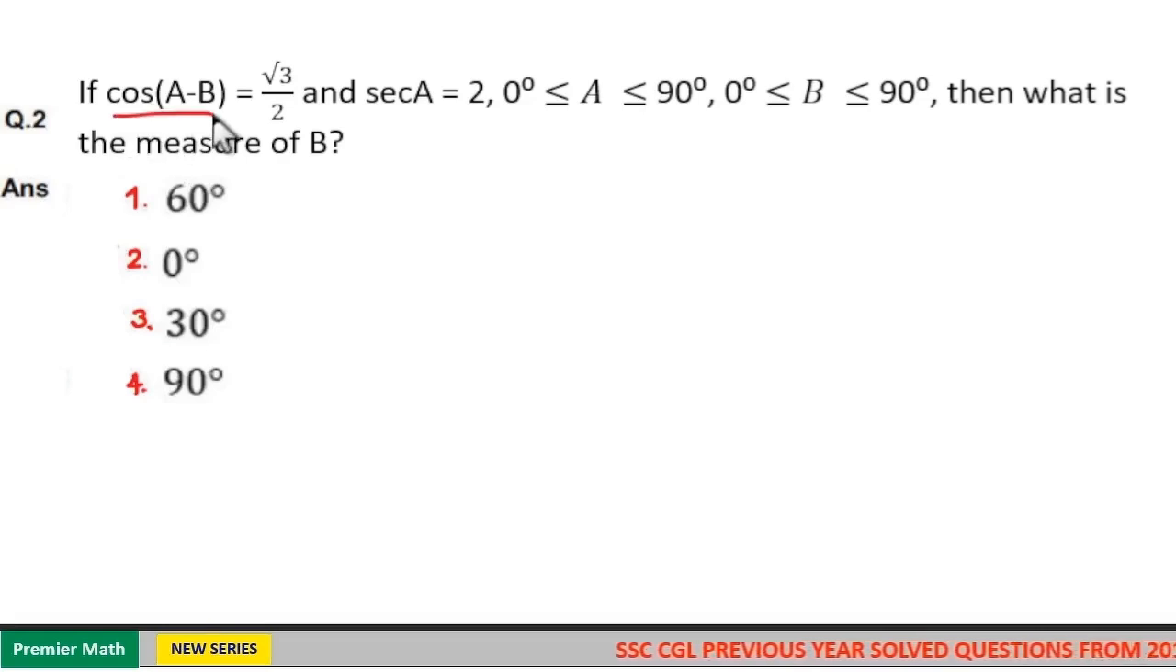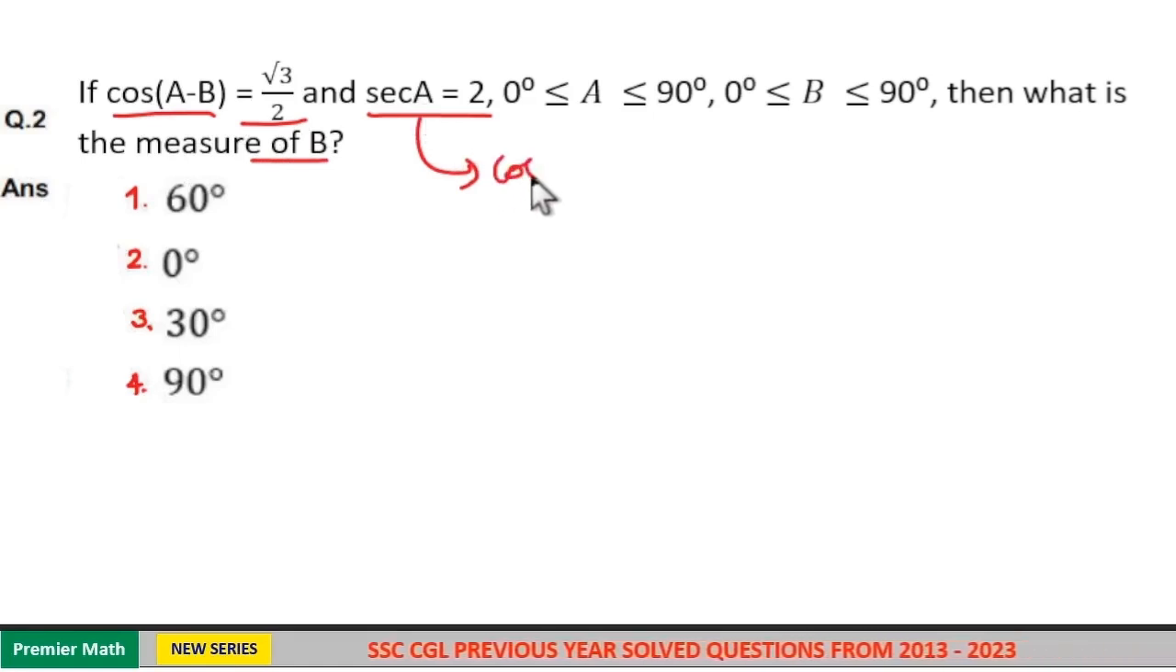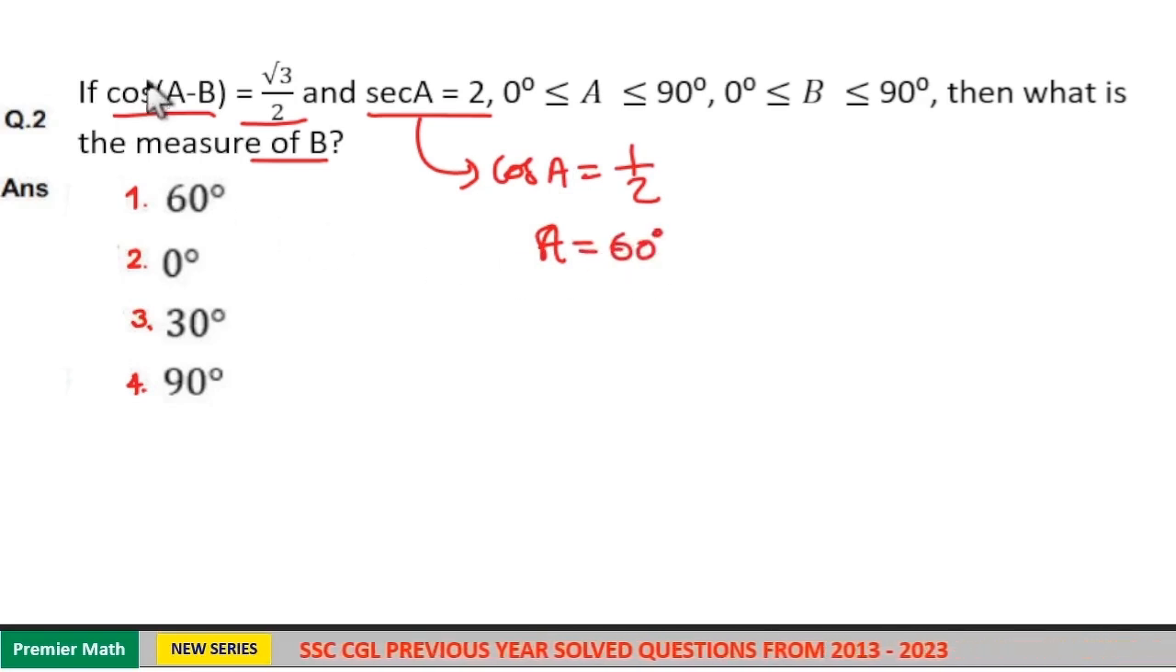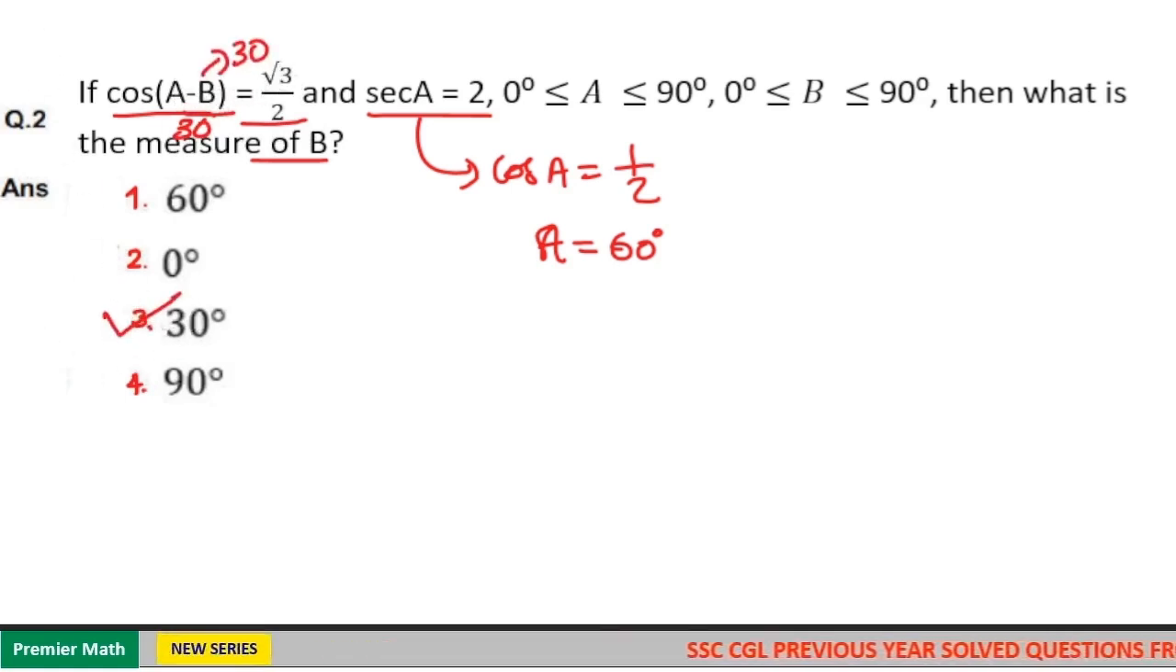If cos A minus B is root 3 by 2 and cosec A is 2, then what is the measure of B? Cosec A means 1 by sin A, so sin A is equal to 1 by 2. Sin 30 is 1 by 2... Here cos 30 is root 3 by 2. So A minus B is 30 and A is 60 means B is 30. Option 3 is your answer.